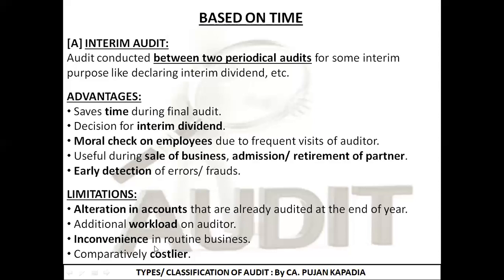Third is inconvenience in routine business. Whenever I'm going to audit in the mid period, the normal transactions are also going on, so the accountant is focusing on regular transactions and regular record keeping. But additionally, the auditor is also present at the premises, so he needs to facilitate the auditor also. As a result, the routine business gets suffered. The daily accounting and record keeping gets suffered. Why? Because at the same time, he is dealing with two periods. One is the actual present and one is the past that the auditor is auditing. So it becomes inconvenient in the routine business.